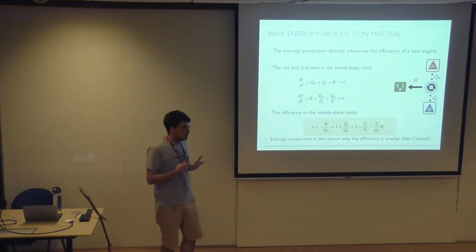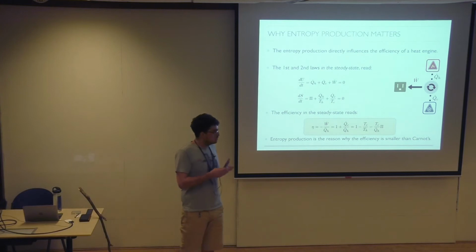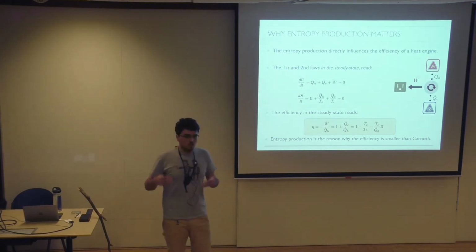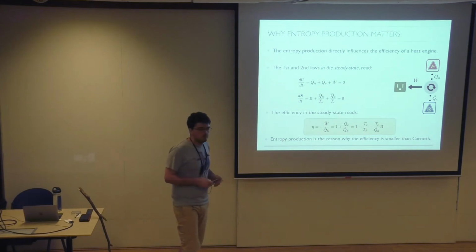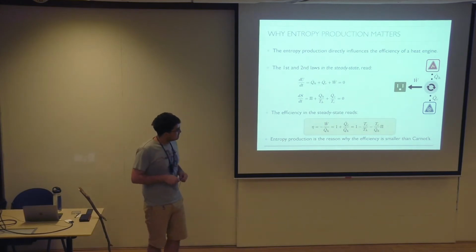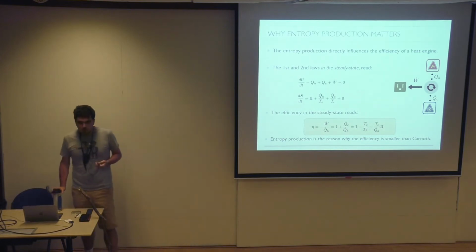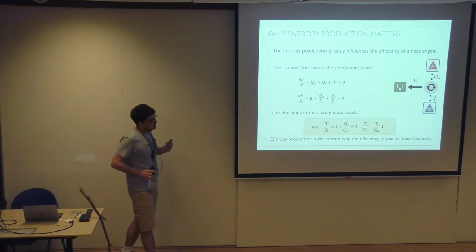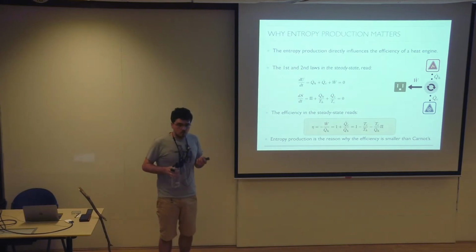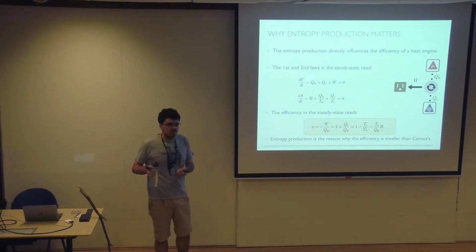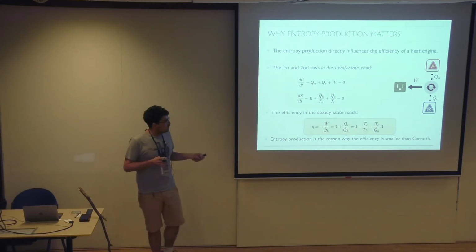So this is why entropy production matters. Entropy production is the reason why your engine will not have the Carnot efficiency. It will have an efficiency that is lower than the Carnot efficiency. It's because of entropy production. So this is one example where entropy production directly enters in a very practical way. Quantifying entropy production tells you something about the efficiency of a heat engine and how far away you are from Carnot's efficiency.